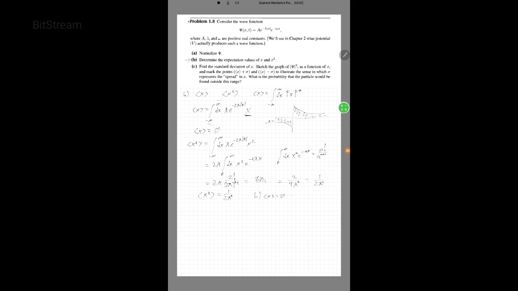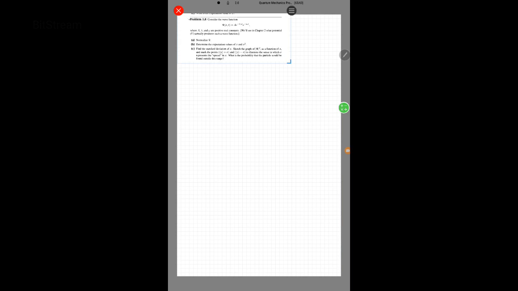This is equal to 0, which is very handy. And expectation value of x squared is 1 over 2 lambda squared. And that's it for part B. Part C, we'll go ahead and grab a new page for that. So part C, we're going to be looking at doing our sketch again.